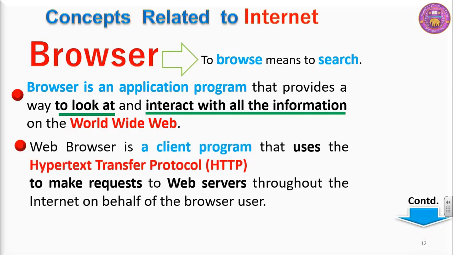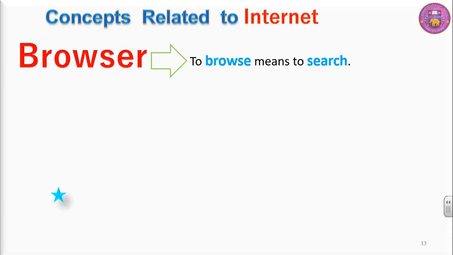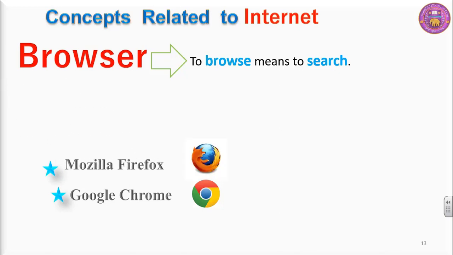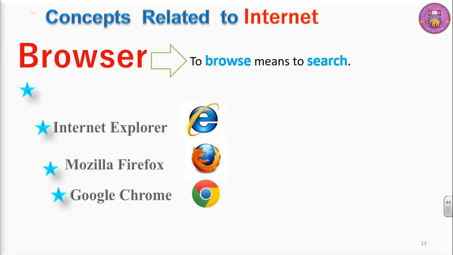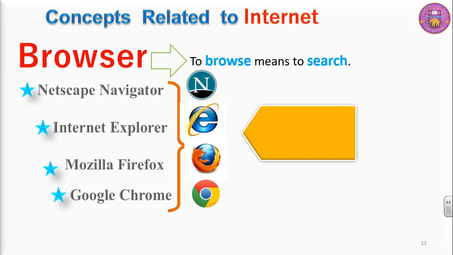Web browser is a client program that uses HyperText transfer protocol to make requests to web servers throughout the internet on behalf of the browser user. Now some of the examples of browser are: the first one is Google Chrome, Mozilla Firefox, Internet Explorer, Netscape Navigator. These are some of the examples of web browser.